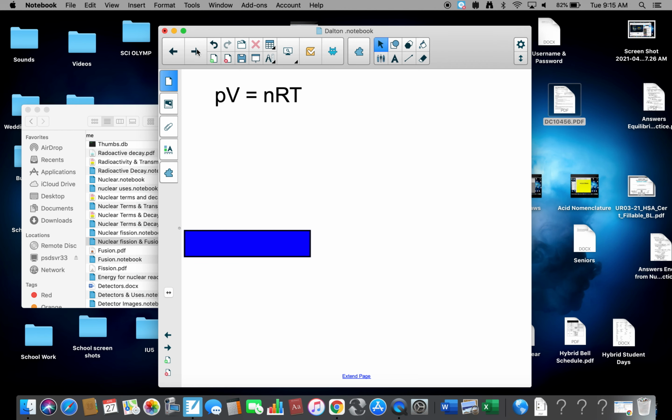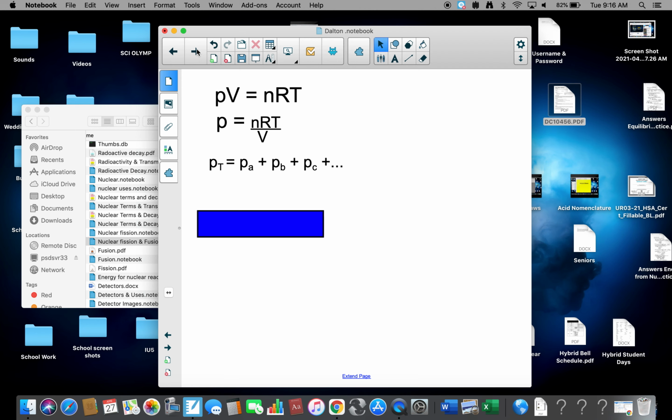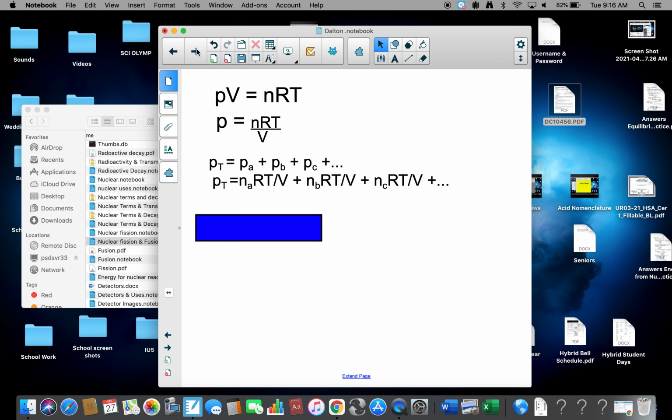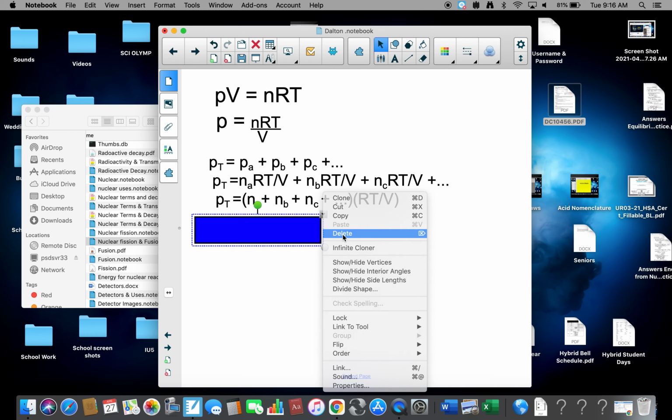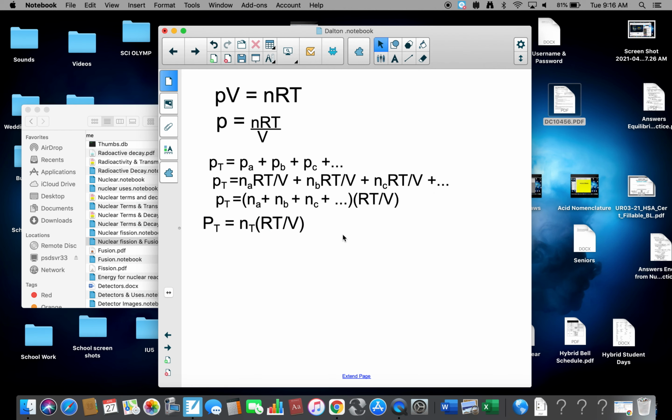Now, we can also apply the ideal gas law to Dalton's law. We can rearrange it to find pressure: pressure is equal to nRT over V. So we take Dalton's law, P of A plus P of B plus P of C, and so on, and plug it in. We get n of A RT over V plus n of B RT over V plus n of C RT over V. And we can take RT over V out of all those, and we get the equation that says the total pressure is equal to the sum of all the moles of the gas times RT over V.